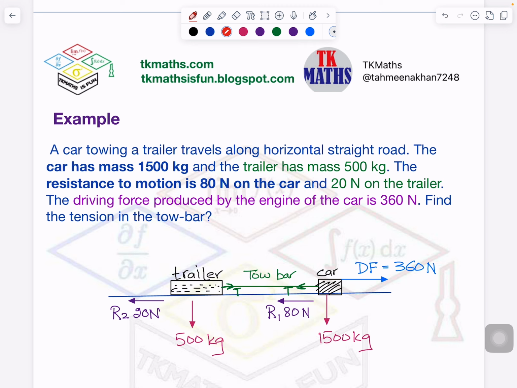A car towing a trailer along horizontal straight road. The car has mass 1500 kg. I've mentioned it here. And the trailer has mass 500 kg. The resistance to motion by car is 80 Newton, by trailer 20 Newton, and the green one is your tow bar between them. You have to find the tension in the tow bar, and the driving force is 360. So let's solve the same question by considering the whole system and considering individually, right?